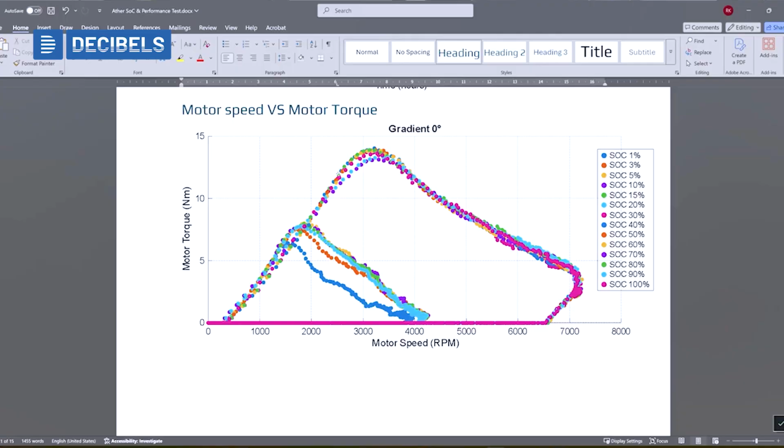Here we can see there are two grouped curves. One is with the high performance, which was done in the sport mode. As soon as the vehicle reaches below 20%, it switches to the eco mode. And this is a significant drop in the performance here as well.